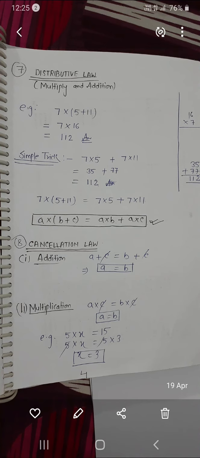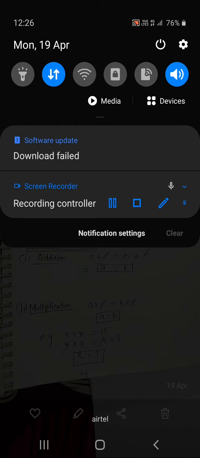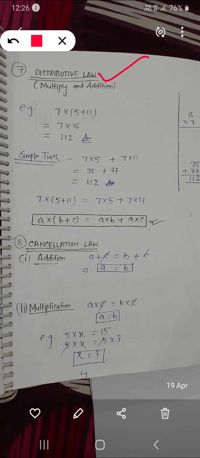Children, let us see the next property, that is distributive law. Now we have seen associative law and commutative law, and we did that for both multiplication and addition separately. Now I want to tell you that this distributive law is the mixture of multiplication and addition. Let us see with an example.